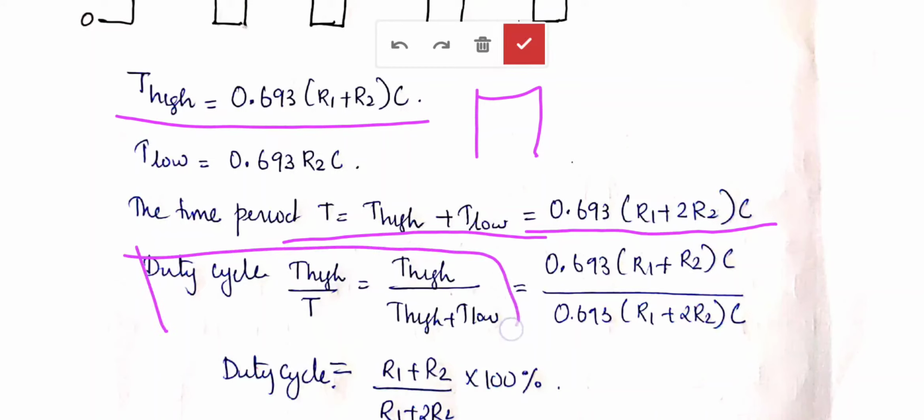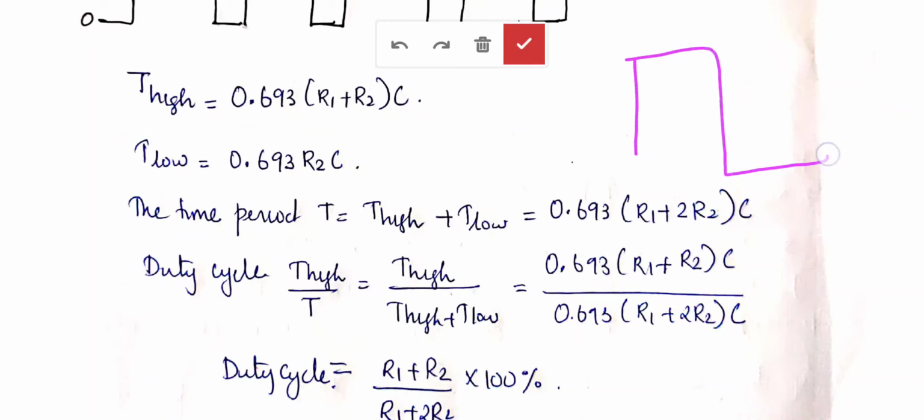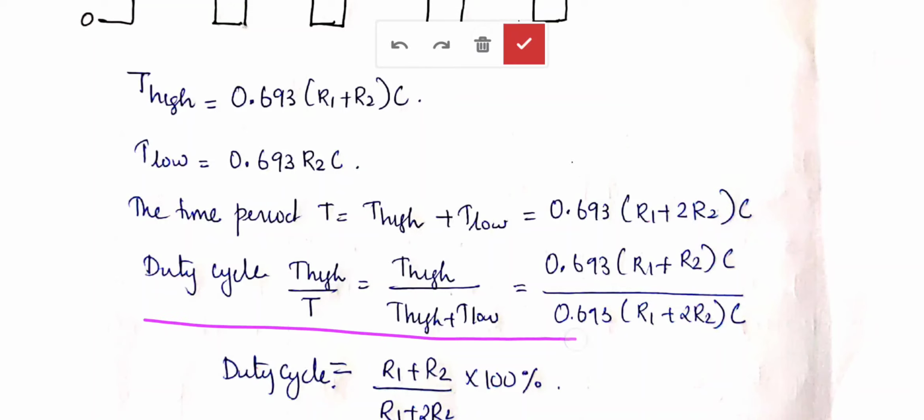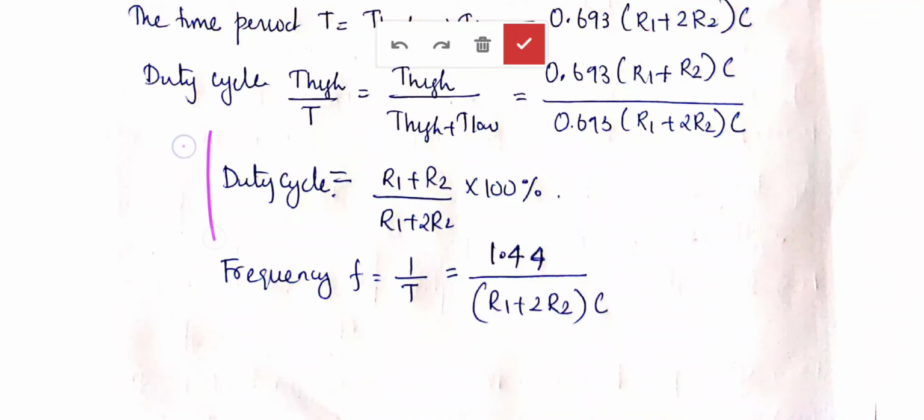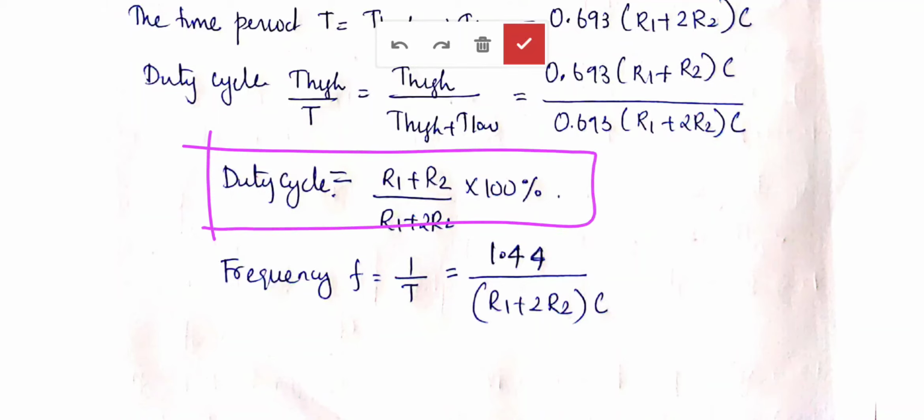We have one more term known as duty cycle. If it is a square wave, the duty cycle is 50%, equally split, right? That is known as duty cycle. So here the duty cycle is found by T high divided by the total time period T, the time duration for which the output remains in the high state. T is nothing but T high plus T low. Substituting all the values and cancelling the common terms, we get (R1 + R2) divided by (R1 + 2R2) into 100%. Duty cycle is expressed in percentage.